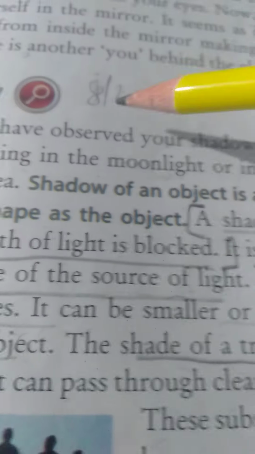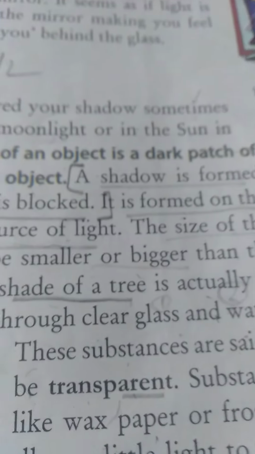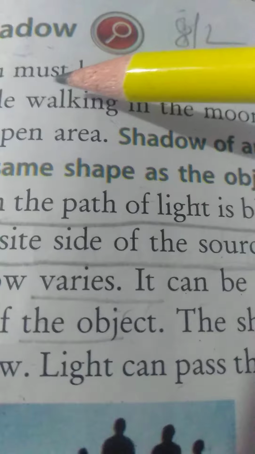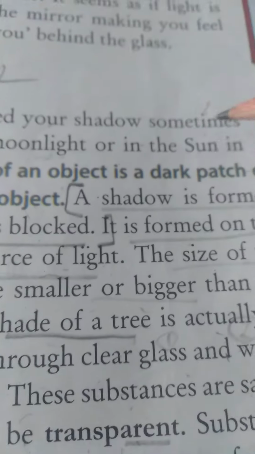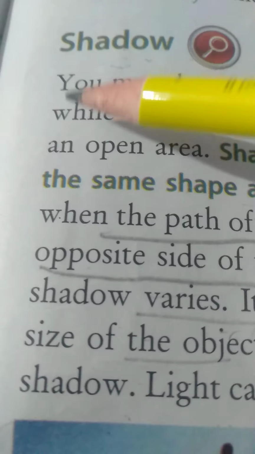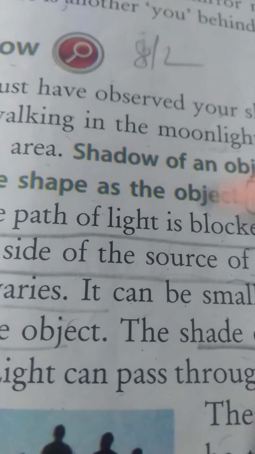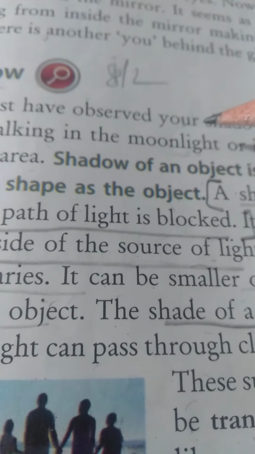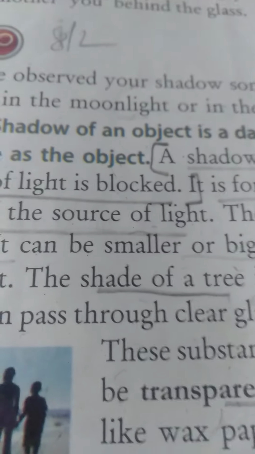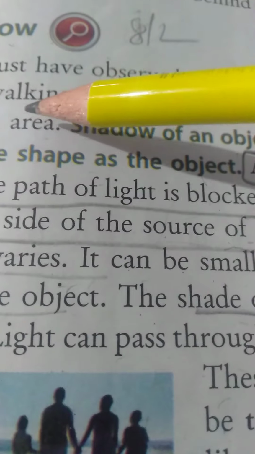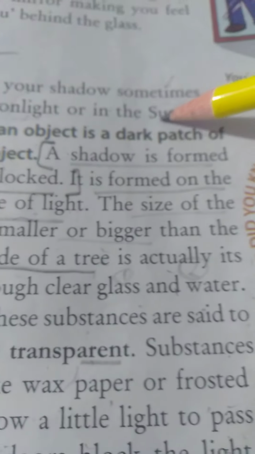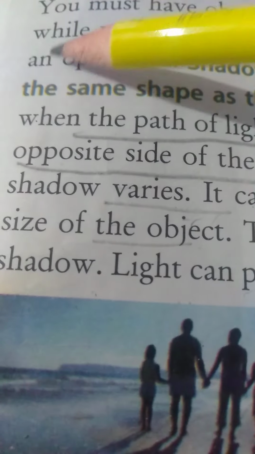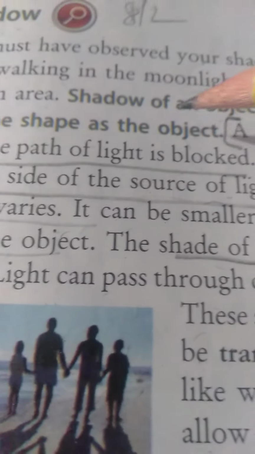You must have observed your shadow sometimes while walking in the moonlight, or in the sun in an open area. Where can you find shadows? Yes, during moonlight, or sunlight in the day, in the morning. The next one is: the shadow of an object is a dark patch of the same shape as the object.